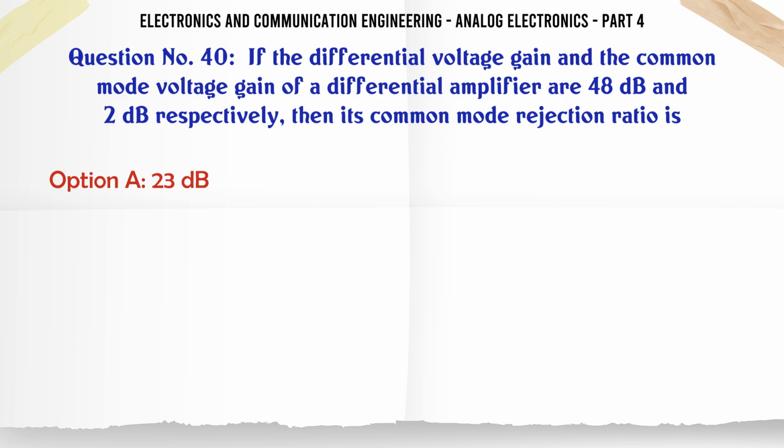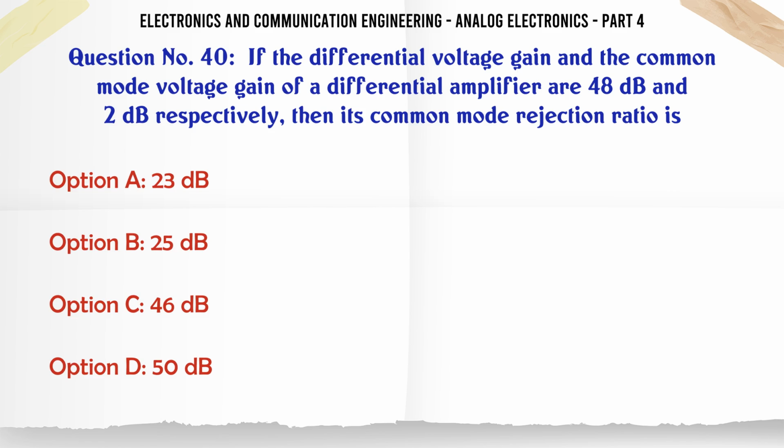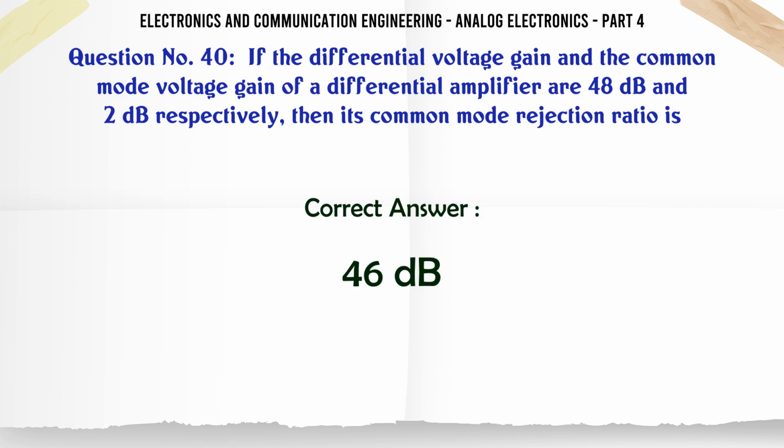If the differential voltage gain and the common mode voltage gain of a differential amplifier are 48 dB and 2 dB respectively, then its common mode rejection ratio is A) 23 dB, B) 25 dB, C) 46 dB, D) 50 dB. The correct answer is 46 dB.